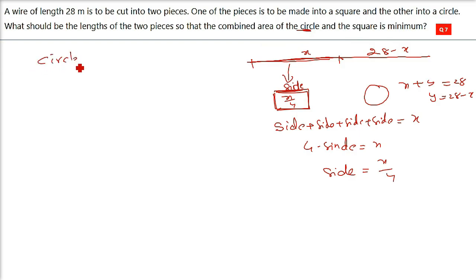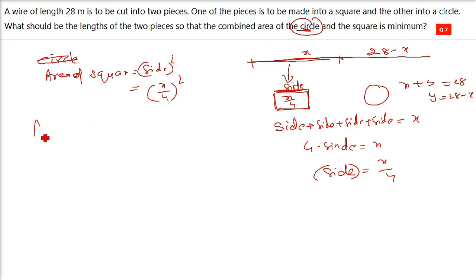What is the circle? Area of a circle is pi r square. You already know pi r square, but before that we need to talk about the area of the square. Area of a square is just side square, and the side is already x by 4, which we have just seen. So side square is x by 4 whole square. It is going to be x square by 16. This is the area of the square.